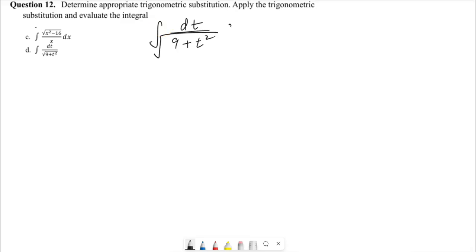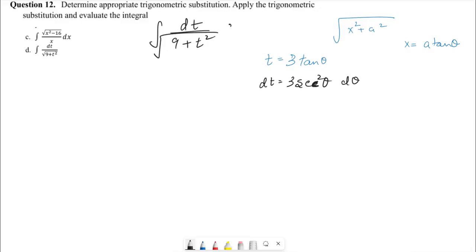Let's do the last part of question number 12. Whenever we have x squared plus a squared kind of thing, we do the substitution a tangent theta. In our case, a squared is 9, and in place of x we have t. Therefore, t will be substituted as 3 tangent theta because a is 3. So let's start from there. What is dt then? 3 secant squared theta d theta, because the derivative of tangent is secant squared theta.